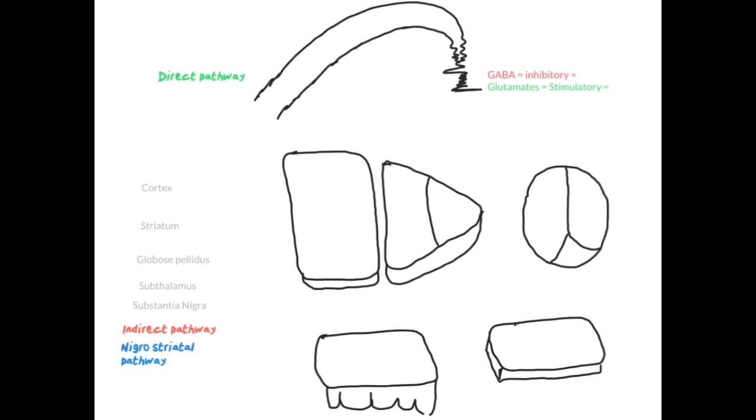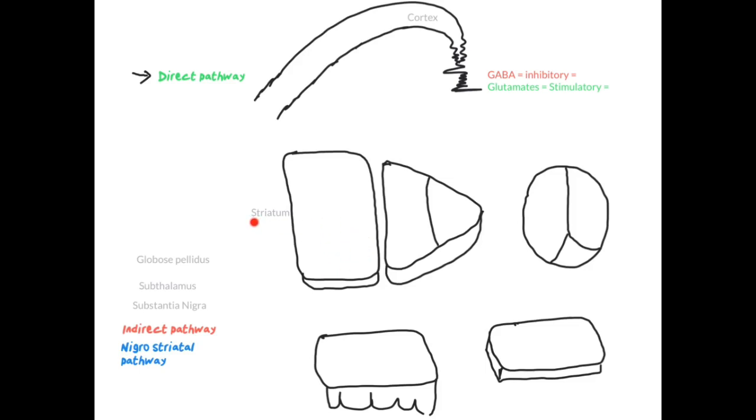Hi, in this tutorial, we will learn about the direct pathway. In the last tutorial, we learned the normal anatomy of the basal ganglia, the structures it involves. So here we have the cortex. Here is the striatum. The striatum is the caudate nucleus plus putamen.